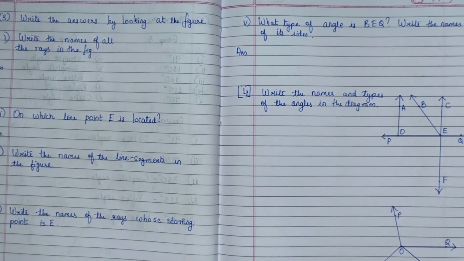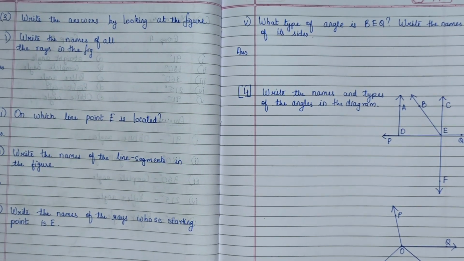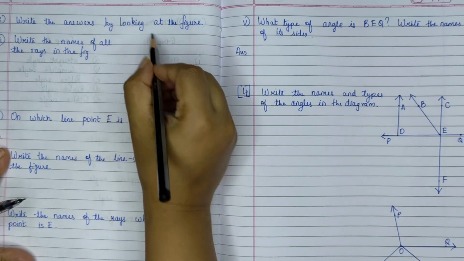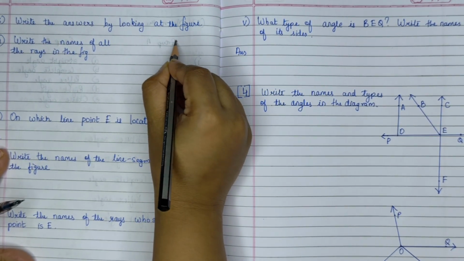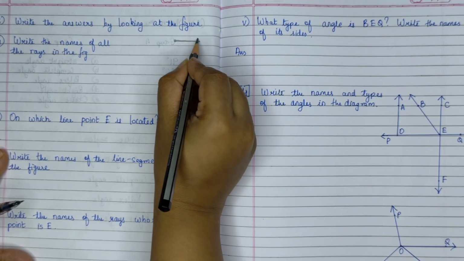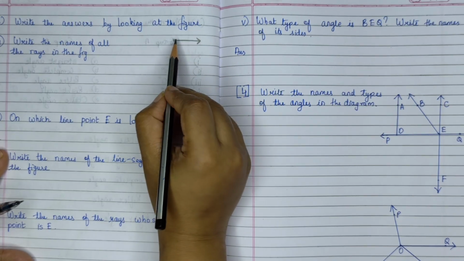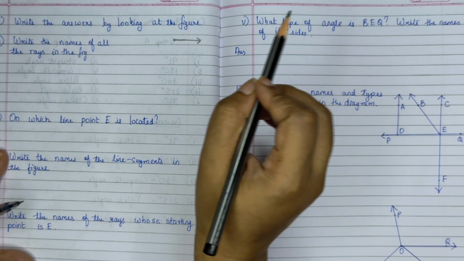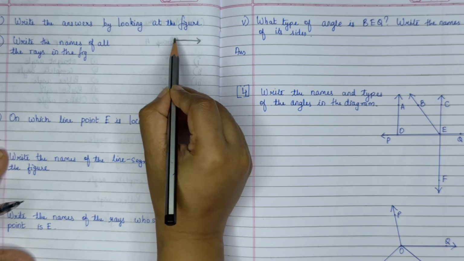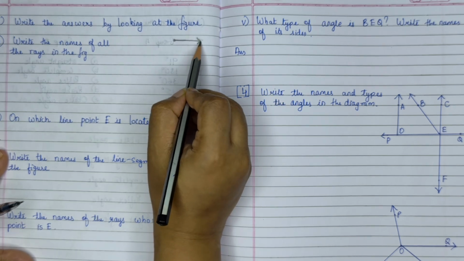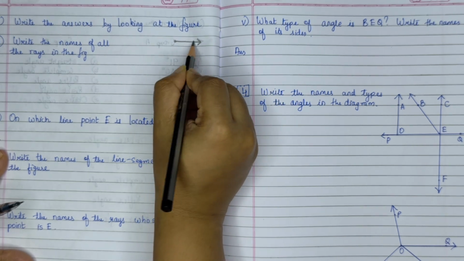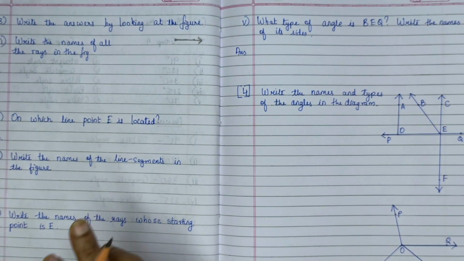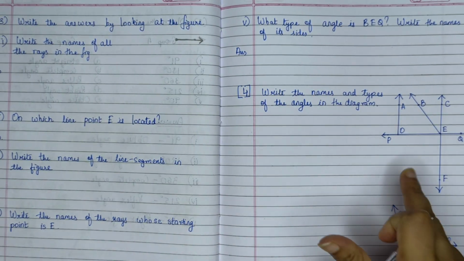Now see, we know what is a ray. Suppose you have a point over here, the beginning, and then you have an arrow, which means you can extend the line endlessly, infinitely. This is called the beginning point, the starting point, and then you can put an arrow over here. So that is the ray. You have to see this figure and name all the rays.